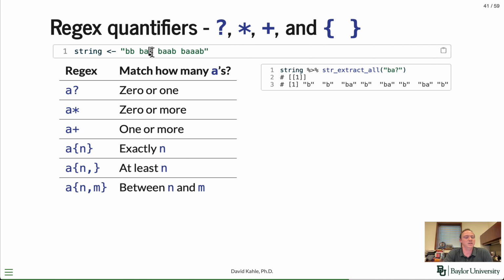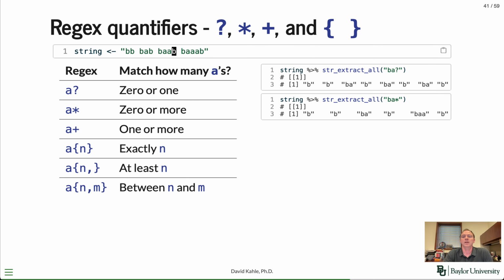It matches this B, nothing follows it, match it, right? It doesn't match the space, it matches this B, it matches this B, but not the following thing, and so on, okay? Let's look at the star. The star says match 0 or more of them. So not 0 or 1, 0 or more, okay? So let's see what this matches.